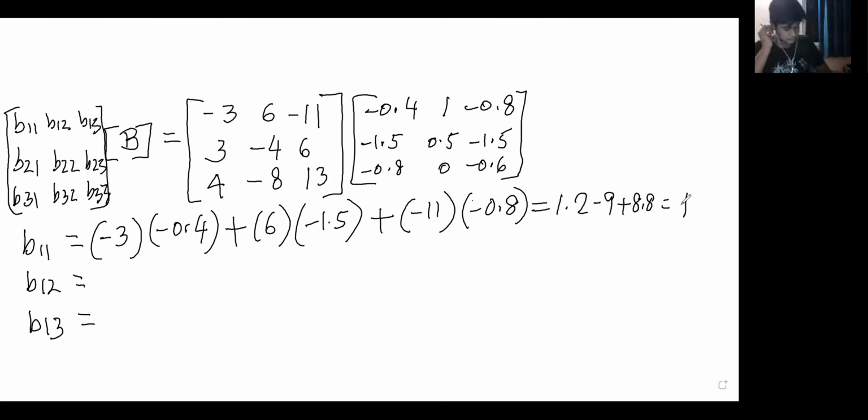B12 means what? First or second column? First row. Second column. That means what? First row, second column.